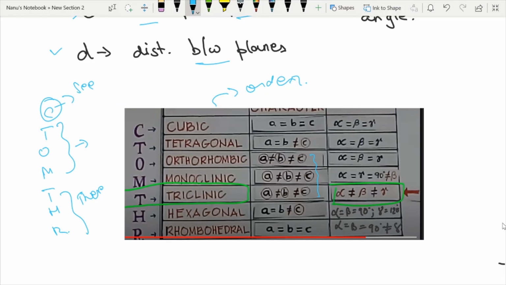On the angle side we have alpha equals beta equals gamma for the first three. Then you just remember all these. These are not asked as much as the distances. But for the last two you see that alpha equals beta equals 90 degrees, which is constant for the last two. For triclinic, a not equal to b not equal to c, and alpha not equal to beta not equal to gamma. The only other option remaining is monoclinic.